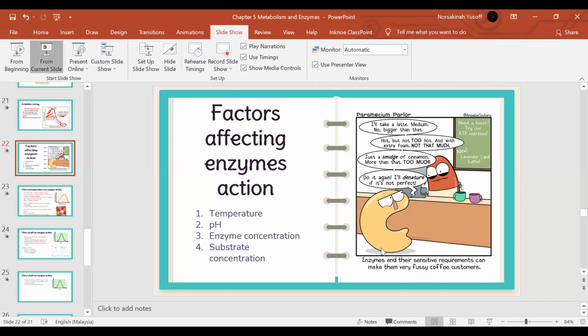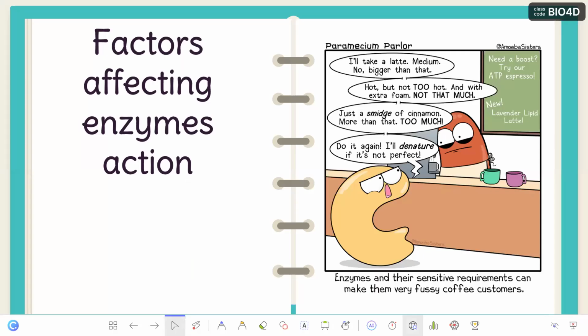Now look at this comic over here. It says here, if your enzyme is a coffee lover, this is how they will ask for their coffee, lah. I'll take a latte, medium, no bigger than that, hot but not too hot, and with extra foam, not that much. Just a smidge of cinnamon, more than that, too much. Do it again, or I'll denature if not perfect. So again, if an enzyme is a human being, it will be the most picky coffee drinker ever. It will want this and then, okay.